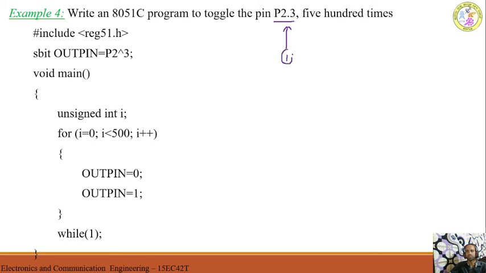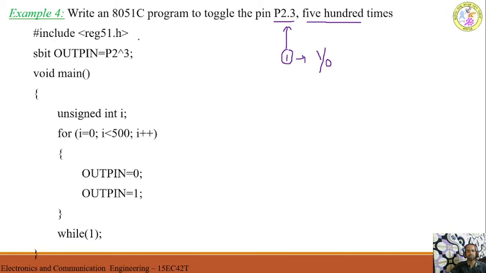Only single bit. Single bit can take only two states. Either the bit can be 1 or the bit can be 0. Only two states are possible for the single bit. And it is given that we need to toggle this, 0 to 1, 1 to 0, 0 to 1. We need to switch this for how many times? 500 times. What will I do now?